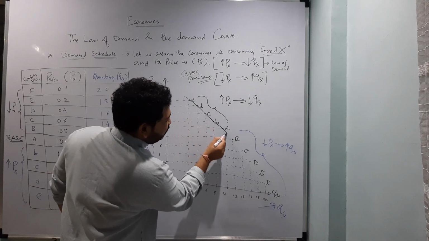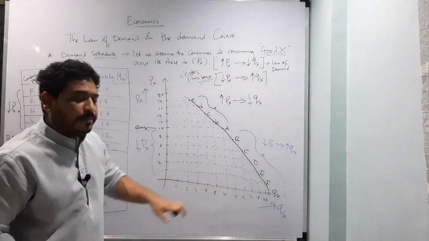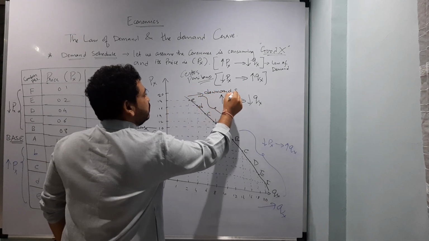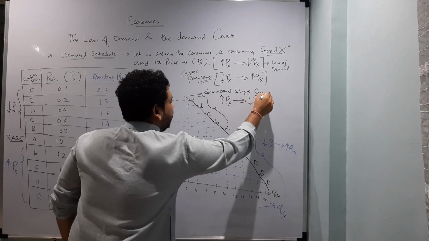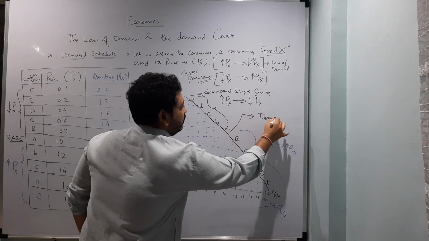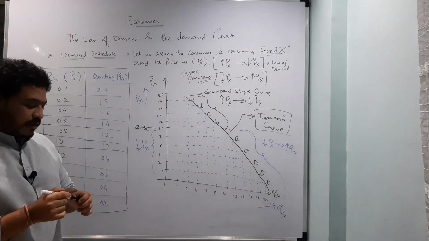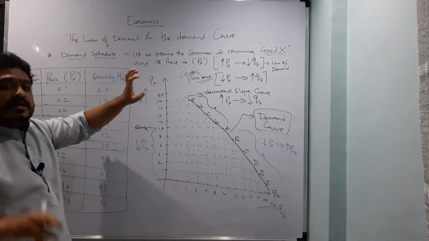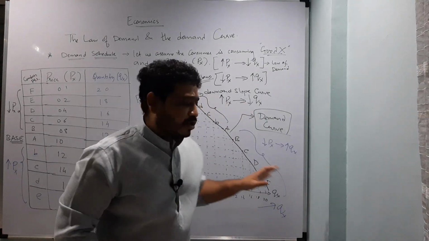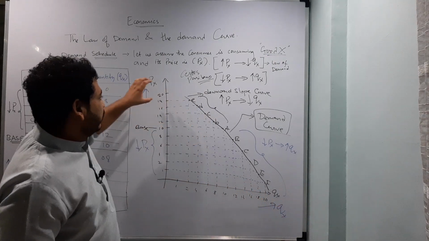Whenever I plot these points, using the references from the demand schedule, and join these points, I get a line which is downward sloping. This downward sloping curve is called my demand curve, which denotes the relationship between the quantity demanded of a commodity and the price of that particular commodity, everything else remaining constant.